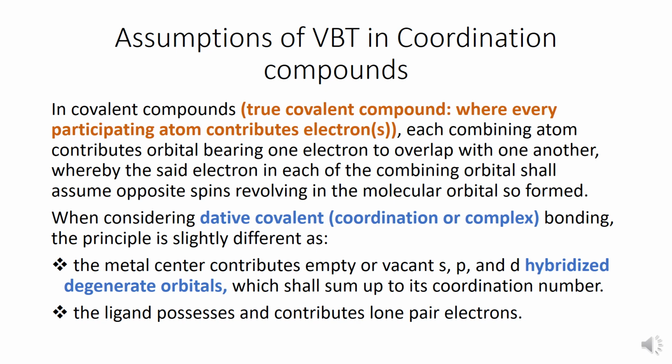There is a slight difference when we talk about dative covalent bond or coordinate or complex bonding. This principle varies in that one of the atoms, which is usually the metal center, which assumes a positive position, will provide either an S, a P, or a D hybridized degenerate orbital. Hybridized means a mix. By hybridization, we mean a mix.